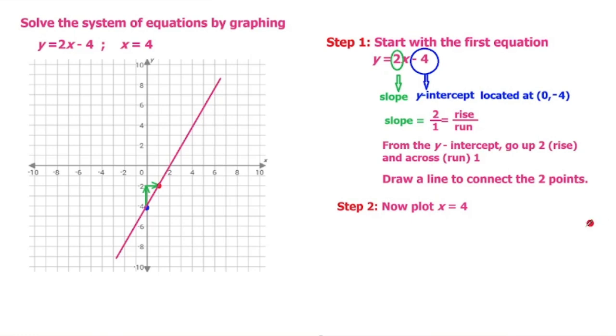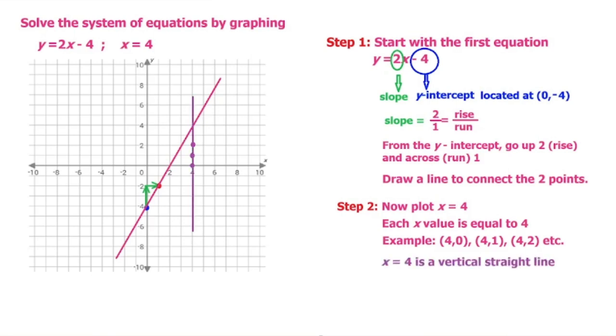Okay, now let's plot x equals 4. So each x value is equal to 4. So for example, we have 4 comma 0, 4 comma 1, 4 comma 2, etc. So the x value is always 4. Okay, so here's 4 comma 0, 4 comma 1, 4 comma 2. So let's draw that line. x equals 4 is a vertical straight line. Okay, that's what it is, a vertical straight line.